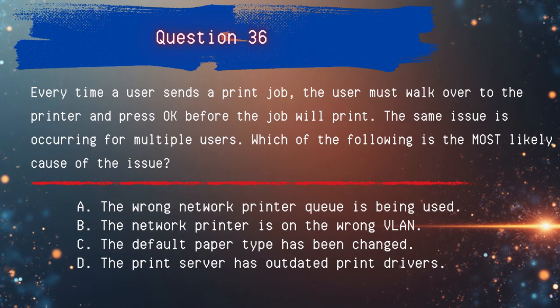Question 36. Every time a user sends a print job, the user must walk over to the printer and press OK before the job will print. The same issue is occurring for multiple users. Which of the following is the most likely cause of the issue? A. The wrong network printer queue is being used. B. The network printer is on the wrong VLAN. C. The default paper type has been changed. Or D. The print server has outdated print drivers.